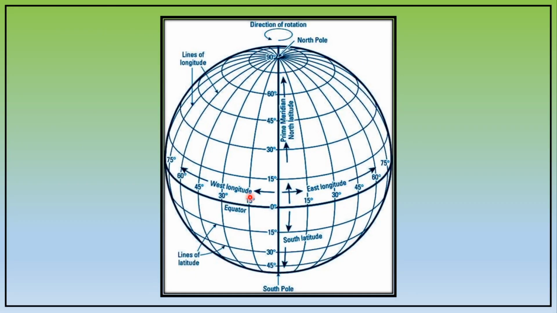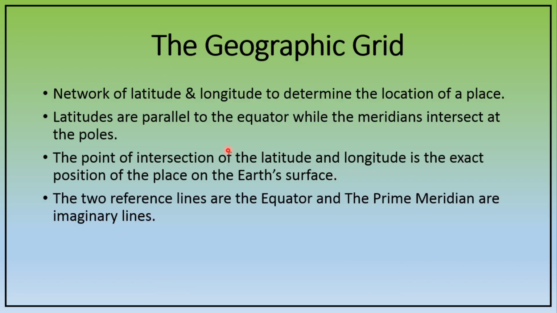Now, this is the Earth, and we have latitudes which are parallel and longitudes which are running from north to south. Now, this makes a grid because each of these latitudes and longitudes are intersecting and they help in locating the exact position of a place. Latitudes are parallel to the equator while meridians intersect at the poles.